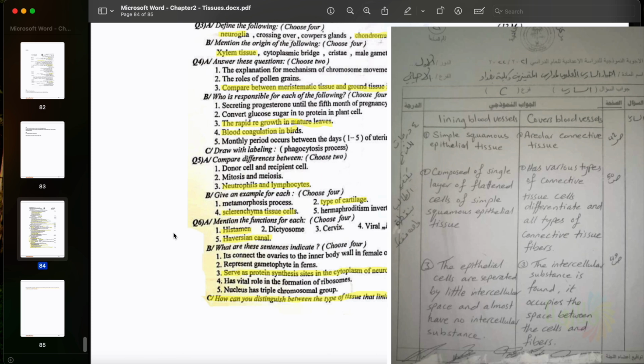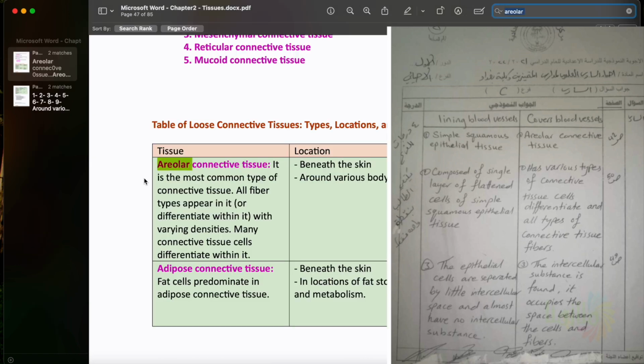And we're just going to describe the tissue here. We're just going to say that the lining of the blood vessel is composed of a single layer of flattened cells of simple squamous epithelial tissue. Meanwhile, here in the covering of the blood vessels, we're going to say that it is the most common type of connective tissue and that all fiber types appear in it and many connective tissue cells differentiate within it. I didn't really understand the one that is in the official answer paper because there are too many errata that I don't really understand what is written.